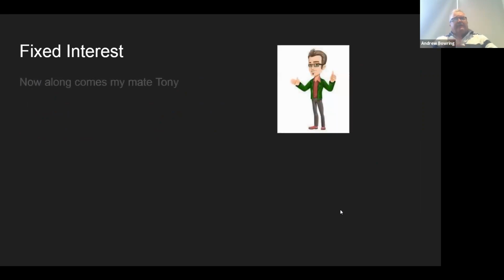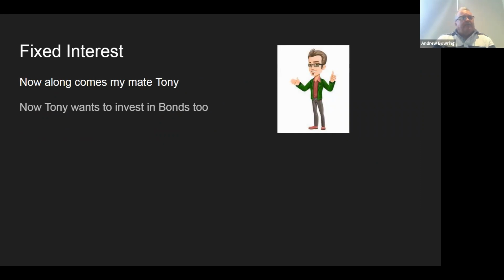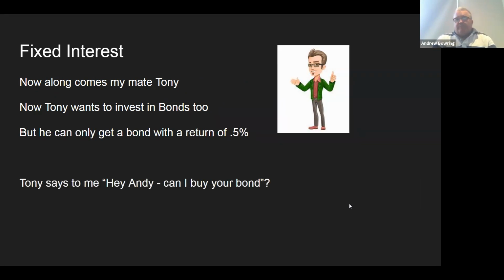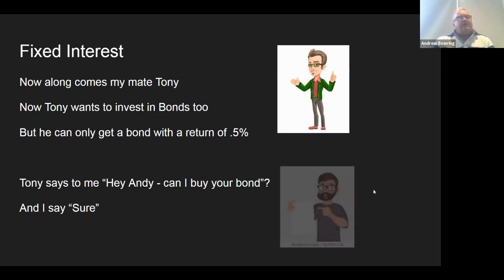Now, the next stage of my life, and we roll along, is along comes my mate Tony. Now, Tony wants to invest in bonds as well, but he's a little bit disappointed because he goes to the Treasury and the only bond that he can buy has a return of 0.5%. So Tony's pretty clever. So he says, well, hang on a second. These are instruments that can be bought and sold. Andy, I want to buy your bond. So I sort of go, oh yeah, okay, I'll happily sell my bond to you, Tony.